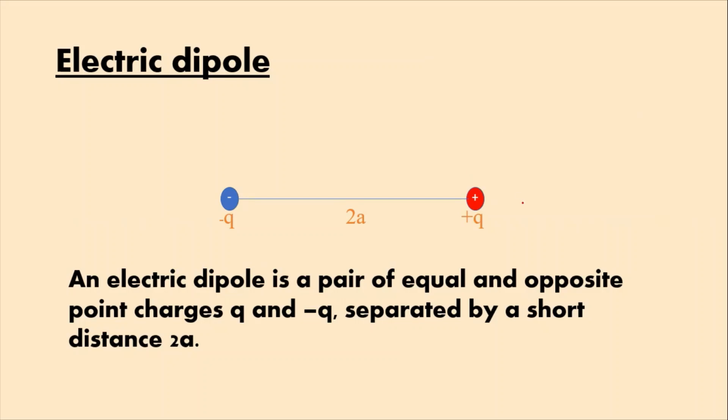The schematic representation is as shown in the figure. You can see here there are two equal and opposite charges separated by a small distance. The distance between the charges is taken as 2a because from the center, this will be a, this will be a. The total distance of separation, however small it is, will be taken as 2a.